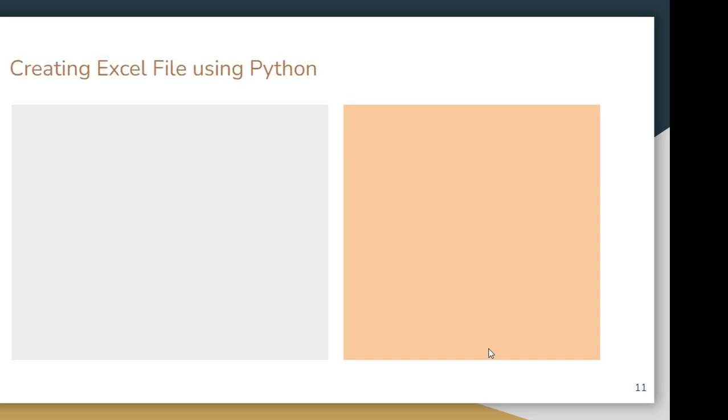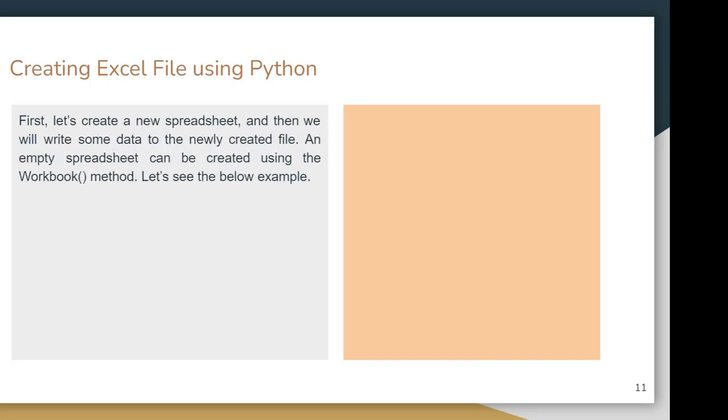Creating Excel file using Python. In Python coding, we can also create Excel file. First, let's create a new spreadsheet, and then we will write some data to the newly created file. An empty spreadsheet can be created using the Workbook method. Let's see the below example.